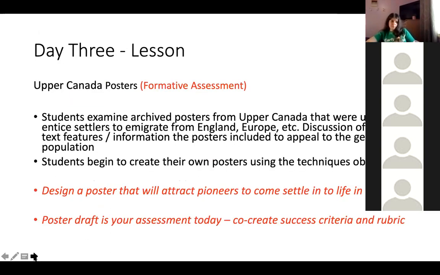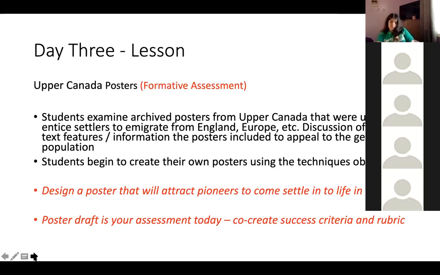Day 3, now we're moving into formative assessment. I already know what they know. I know what they want to know. Now I need to move into giving them some information, giving them the input, modeling, and demonstration. So I'm going to show them some archived posters from Upper Canada that were already used, because now I'm teaching them not only content about social studies, but I'm also giving them a model for this poster that they're going to create. And I'm also going to talk to them, teach them during this lesson.